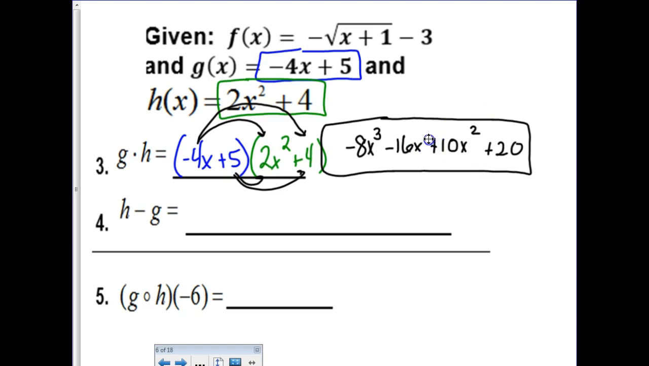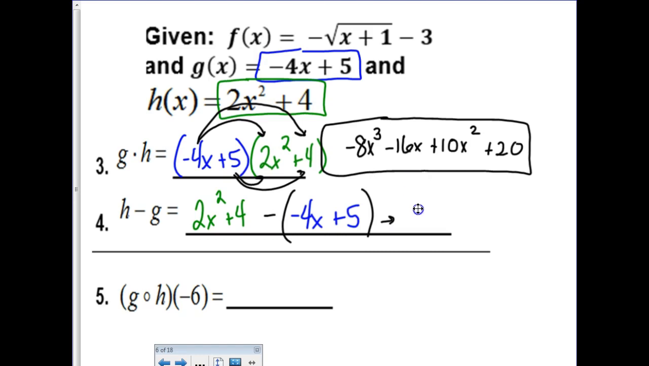Oddly enough, I'm really worried about number 4. So I have h, which is 2x squared plus 4, and we're subtracting g. And this is how I get a lot of kids writing their problem, and then they wonder why they got it wrong. Anyone want to tell me why they're getting it wrong? They're not going to distribute the subtraction all the way through, are they? You have to remember that you're subtracting the entire function g.